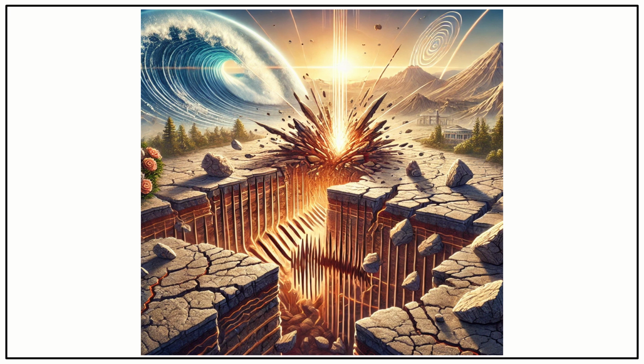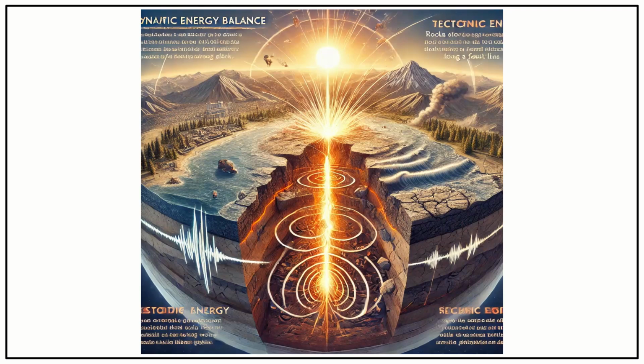Earthquakes occur because of the stress that builds up as tectonic plates move. Rocks near faults store this energy, but when the stress exceeds the rock's strength, they break and release the energy as seismic waves. This is known as the dynamic energy balance, where stored energy converts into the motion we feel during an earthquake. Once a fault starts moving, the rupture propagates along the fault like a crack spreading through grass. The speed and extent of this movement determines the earthquake strength.